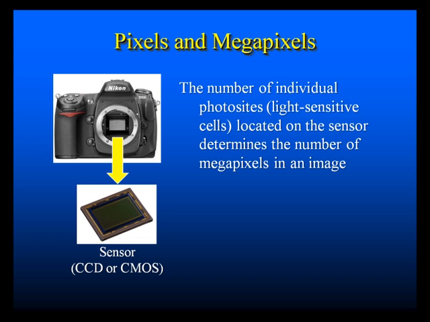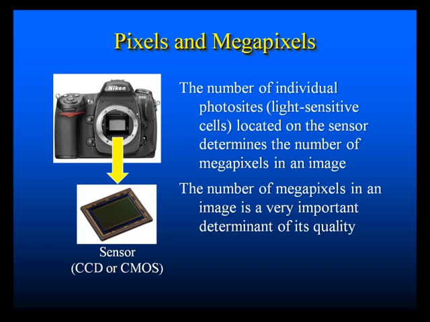Now that sensor has on it individual photosites, or little light-sensitive cells, and they're arranged in a grid on that sensor, and they determine the number of megapixels in an image. If you have one photosite for each pixel, then obviously the greater the number of photosites, the greater megapixel your images will be. The number of megapixels in an image is a very important determinant of its quality, as we've already shown here.